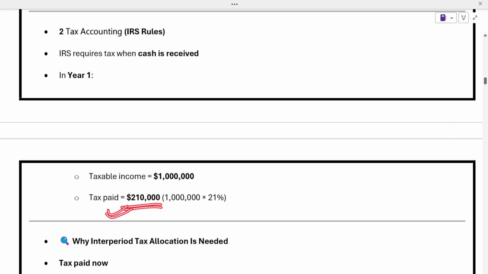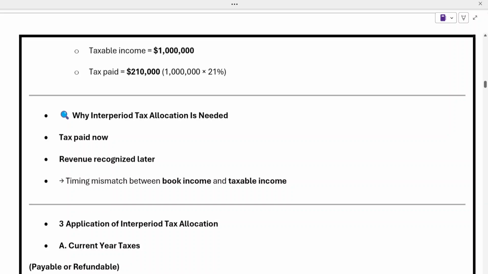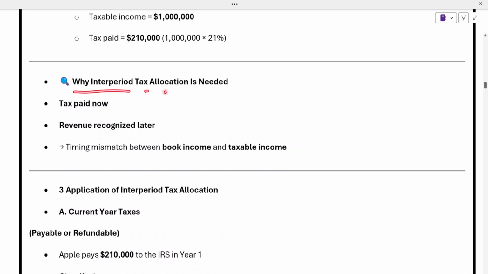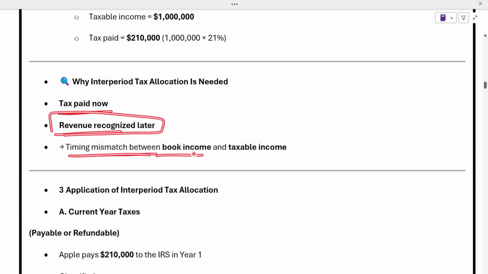Now the thought will be, why is inter-period tax allocation needed? Because you know that taxes are paid now and revenue recognition will happen later. So this is a timing difference between book income and taxable income, and due to those timing differences only, we need to identify the taxes paid as per the IRS and the taxes as per books of income.